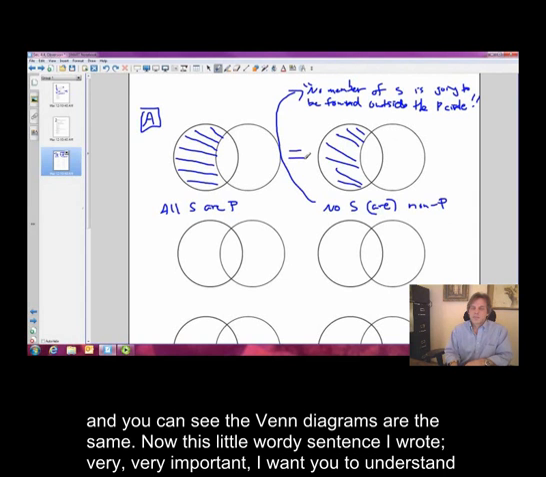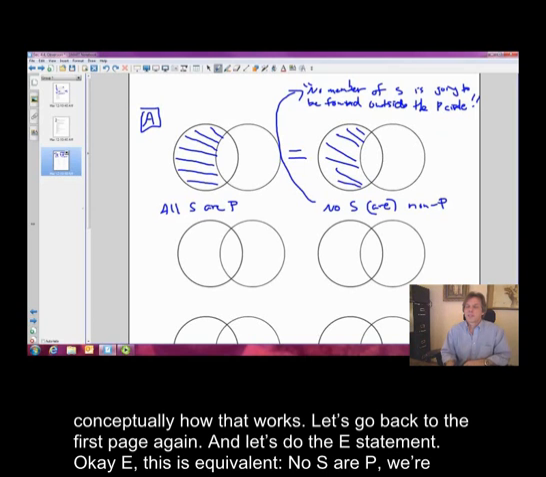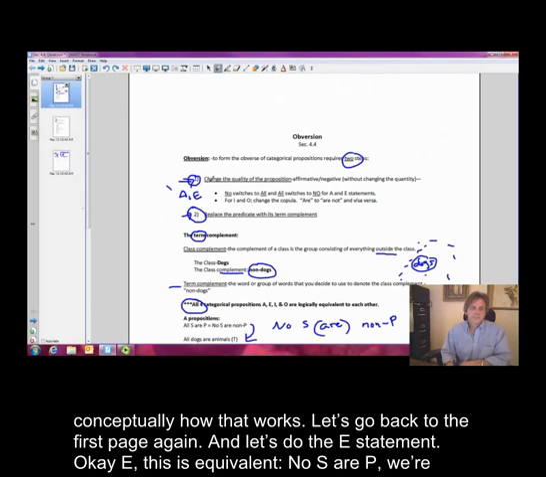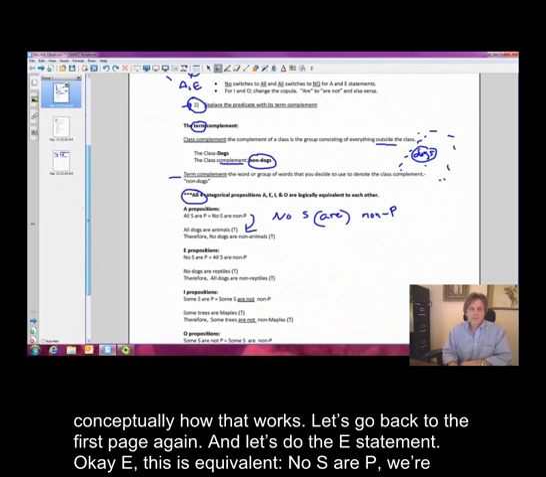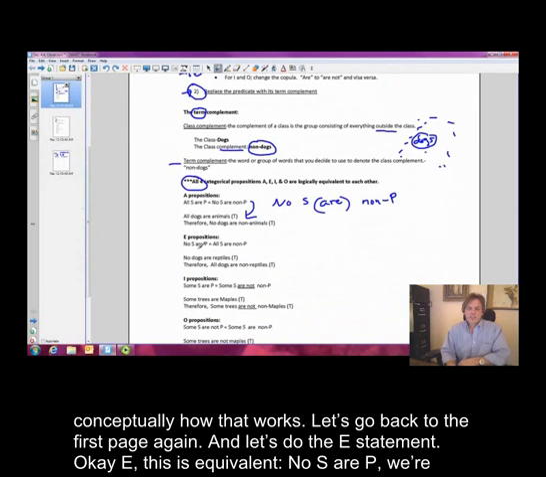And you can see the Venn diagrams are the same. Okay? Now this little wordy sentence I wrote, very, very important. I want you to understand conceptually how that works. Okay, let's go back to the first page again. And let's do the E statement. Okay, E, this is equivalent.